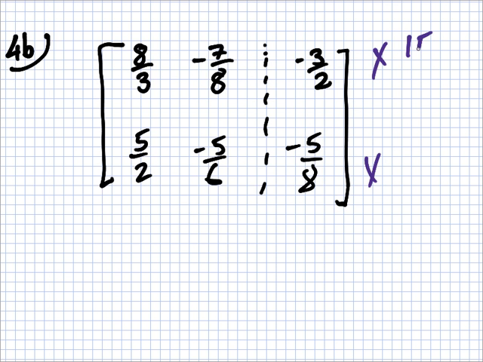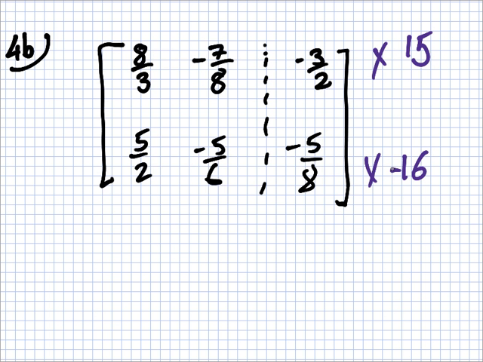If I multiply this by 15 and this by 16, what does this become? 8 over 3 times 15 is 40. And 5 over 2 times minus 16 is minus 40. Yeah, so they're both 40, yeah?